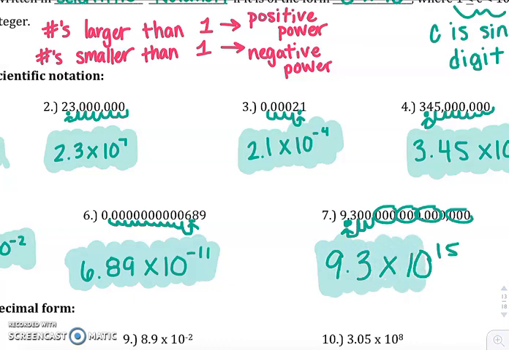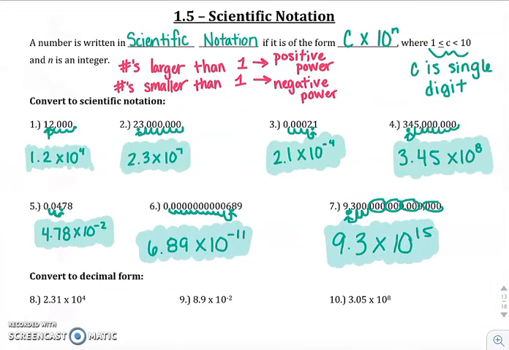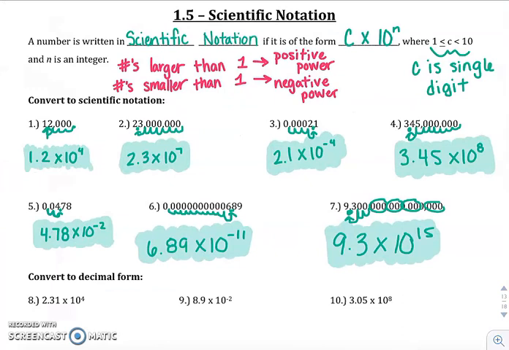So every single one of my numbers in scientific notation has one single digit in front of that decimal place. It should never be more than 1. So it shouldn't be 21 or 12 or 15. It should be one single digit in front of that decimal when you are making it scientific notation. And just also remember, larger than 1 gets a positive power, smaller than 1 gets a negative power.